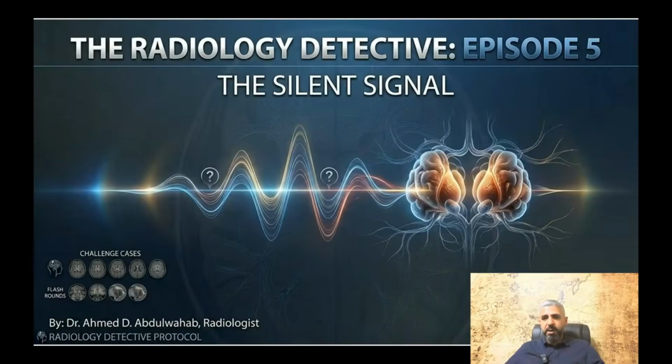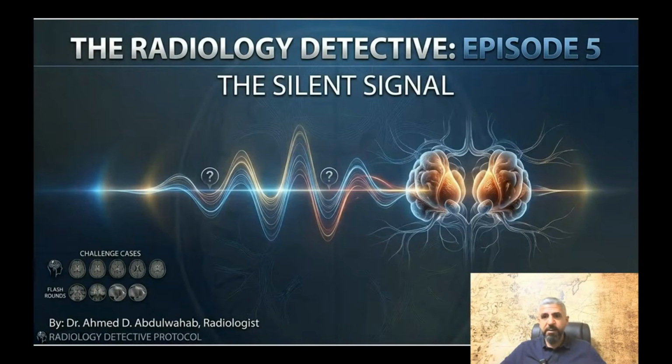Today, we are not hunting cells. We are deciphering signals, specifically the deep thalamic and basal ganglia signals. When these structures turn white symmetrically, the brain is usually suffering a quiet, deep metabolic or ischemic crisis. We must decode the silent signal before it's too late.